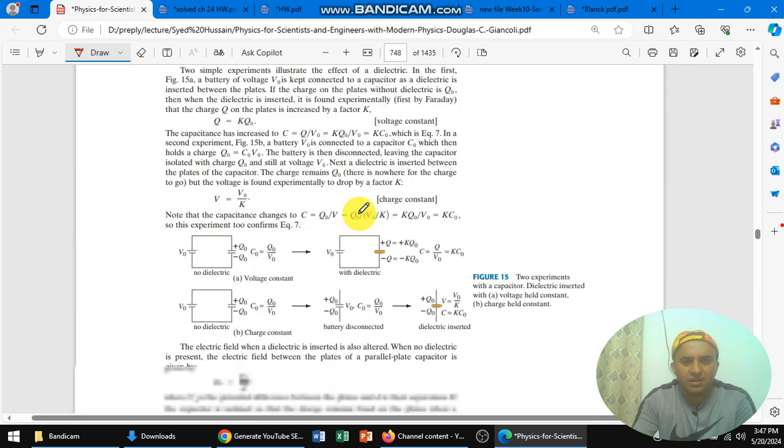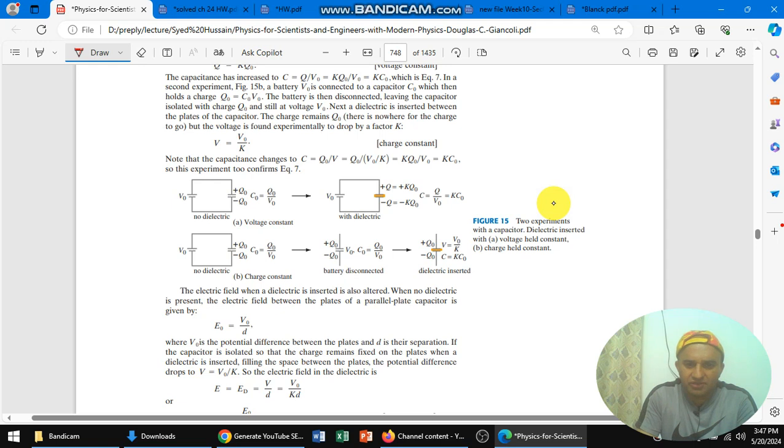Now we further discuss the two experiments in figure 15. In one, the voltage is held constant, and in the second, the charge is held constant. If we keep the voltage constant and connect a capacitor to the voltage, the original capacitance is C naught is equal to Q over V naught. But when we insert a dielectric medium between the plates, the modified formula is C is equal to K C naught, where C is equal to Q over V naught.